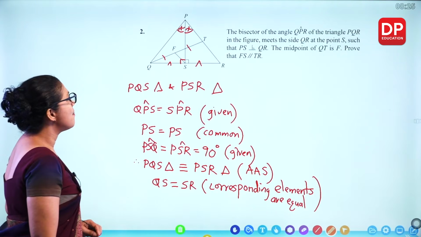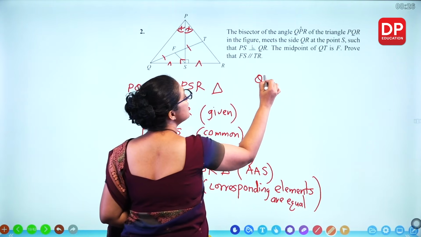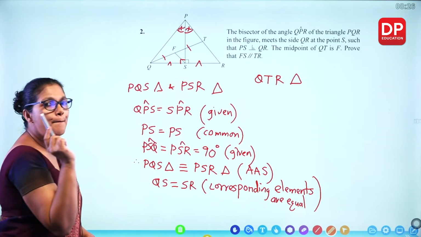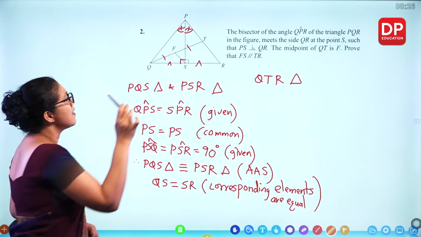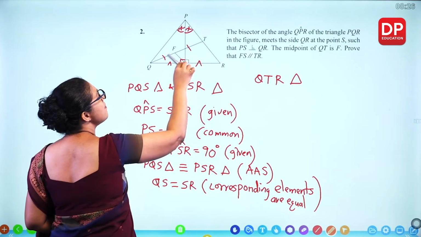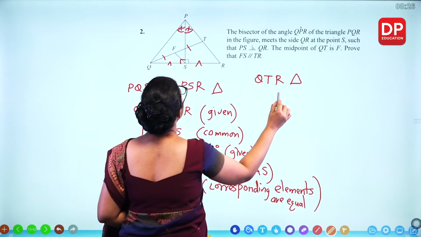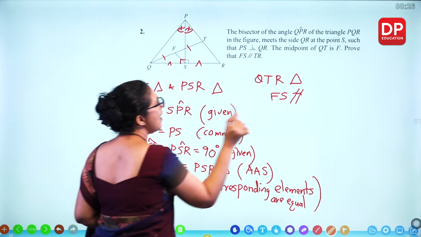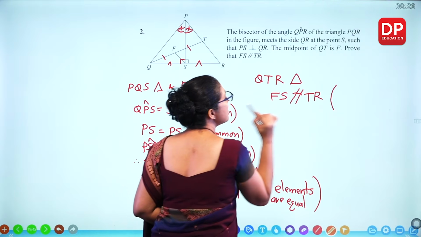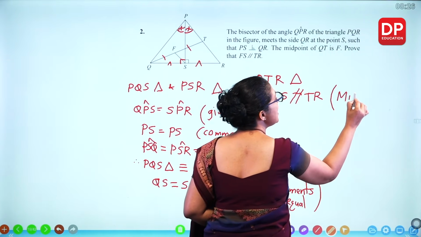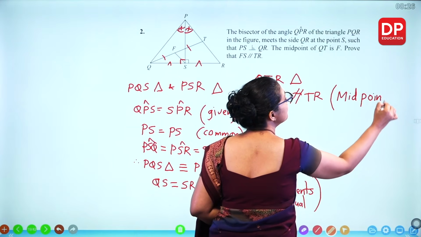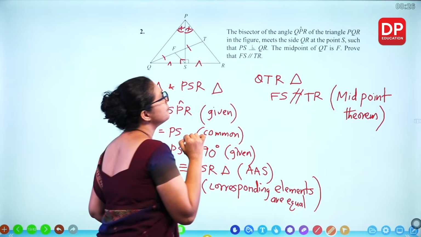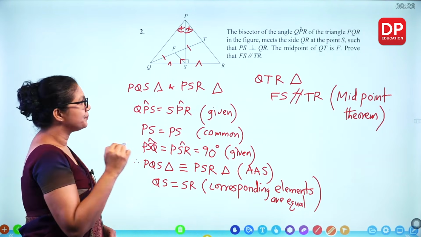Now, what can you say about QTR triangle? QTR triangle, we know F and S both are midpoints of two sides. According to the midpoint theorem, we can straight away write down FS is parallel to TR. What's the reason? Reason is because of the midpoint theorem. So that's the proof.